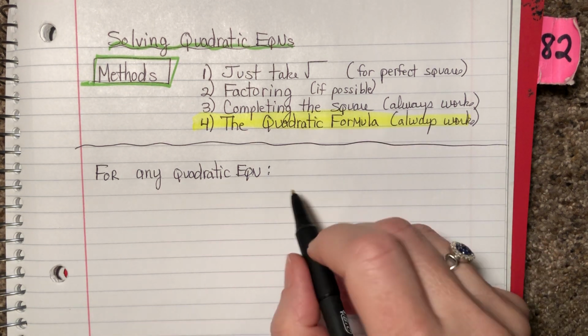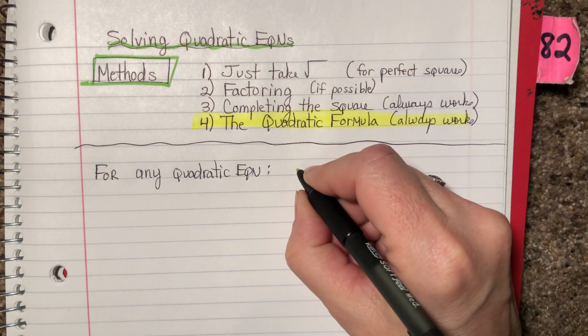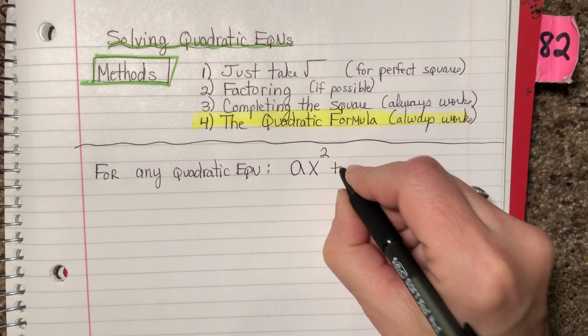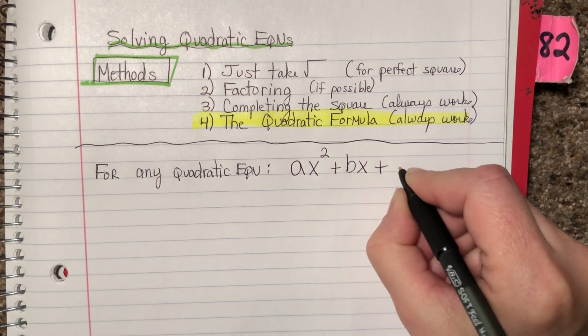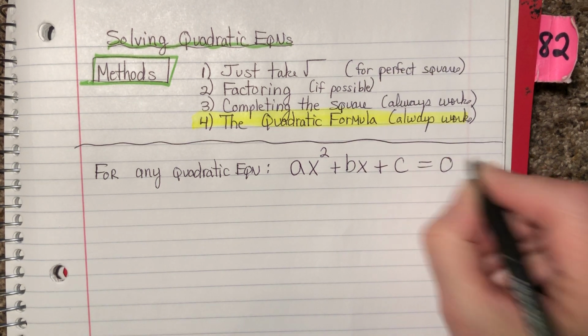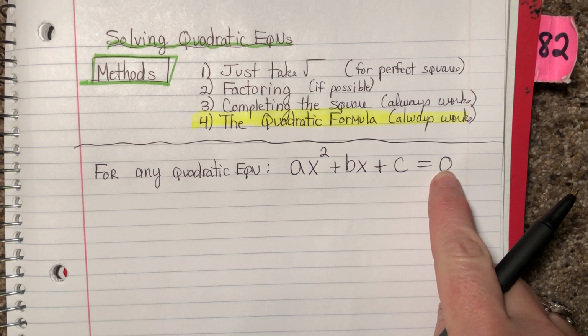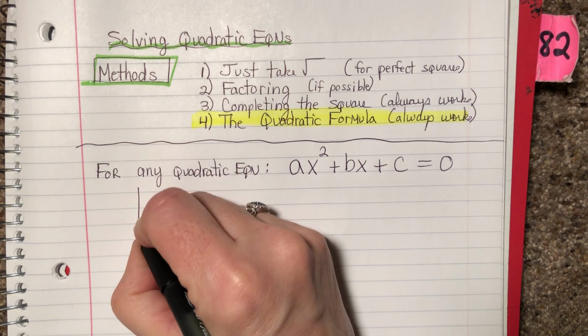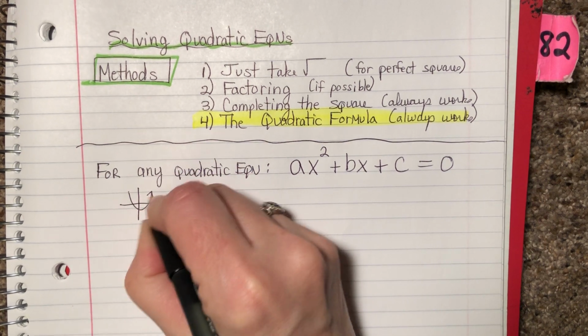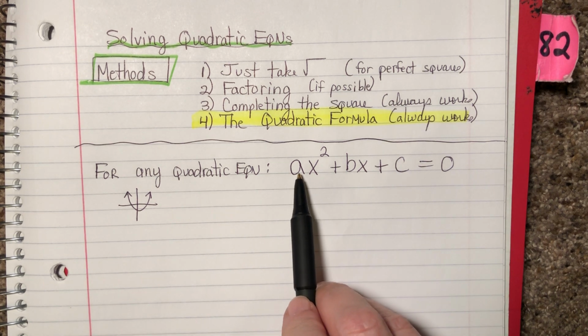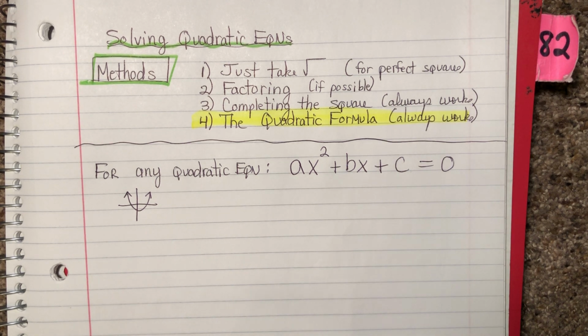So for any quadratic equation, let's go ahead and write it out. The general form is ax squared plus bx plus c equals 0. And if this were equals y, let's say, then if you were to graph it, in a general sense, they look like that, called parabolas. But they have this a, b, and c. And that a, b, and c are going to be what you're going to plug into the quadratic formula.